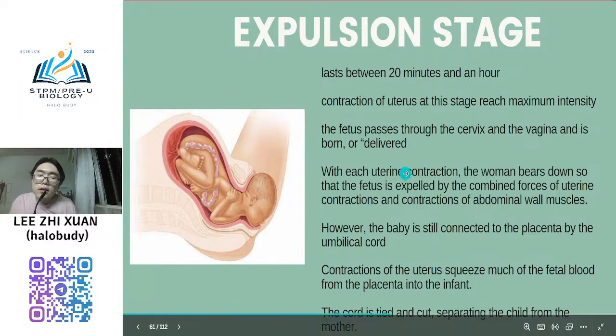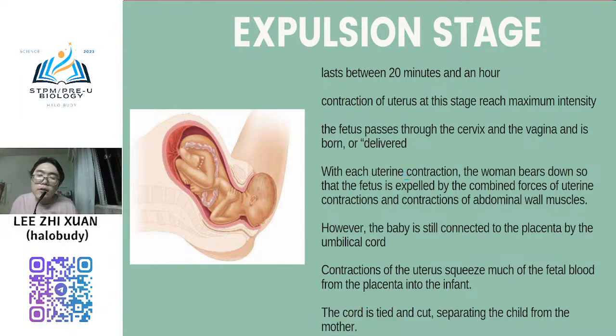Okay. So in uterine contraction, the woman will bear down so that the fetus is expelled by the combined force of uterine contraction and contraction of the abdominal wall muscles. So this is just the situation. You will see in dramas that the woman during childbirth, dia akan bearing down dan kaki dia kena angkat. Awak kena angkat kaki awak so that it is an easier process compared to awak duduk je. Memang awak kena kaki awak tegak punya. Okay. However, in this stage, your baby is still connected to the placenta and also by the umbilical cord.